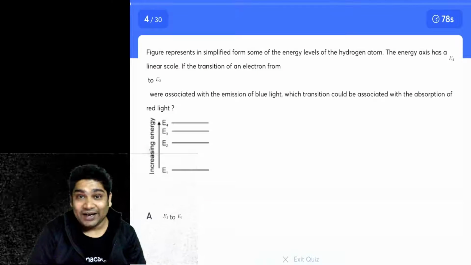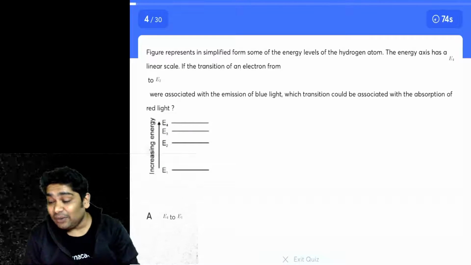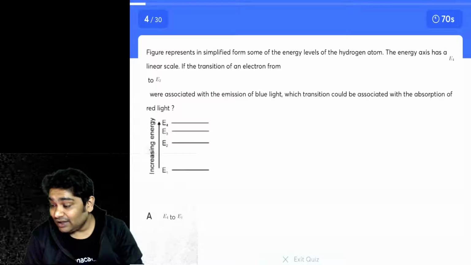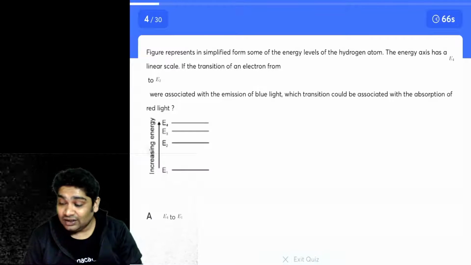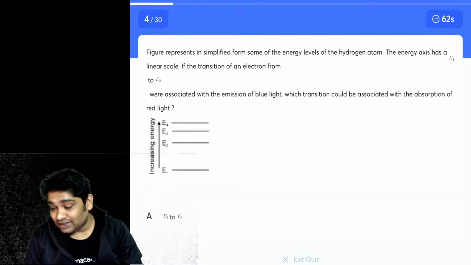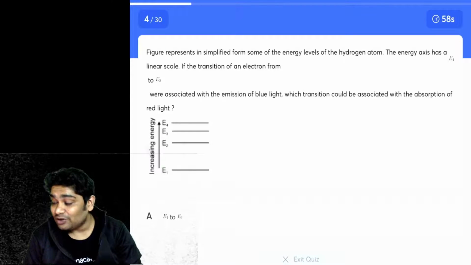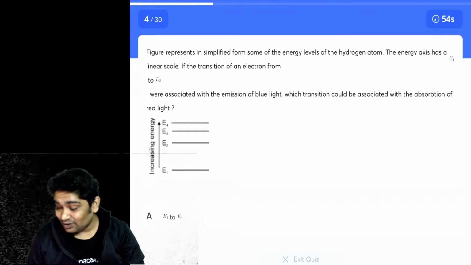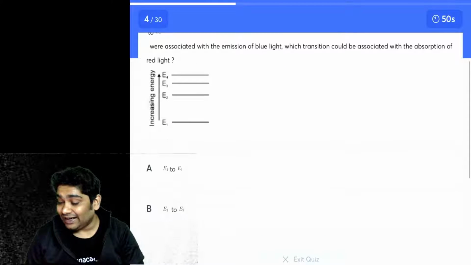Okay. All right, let's move on to the fourth question then. The figure represents in a simplified form the sum of the energy levels of hydrogen. The energy axis has a linear scale, and if the transition of an electron from E1 to E2, let's say, were associated with emission of blue light, which transition would be associated with the absorption of red light? Okay, so where will you see absorption of red light?